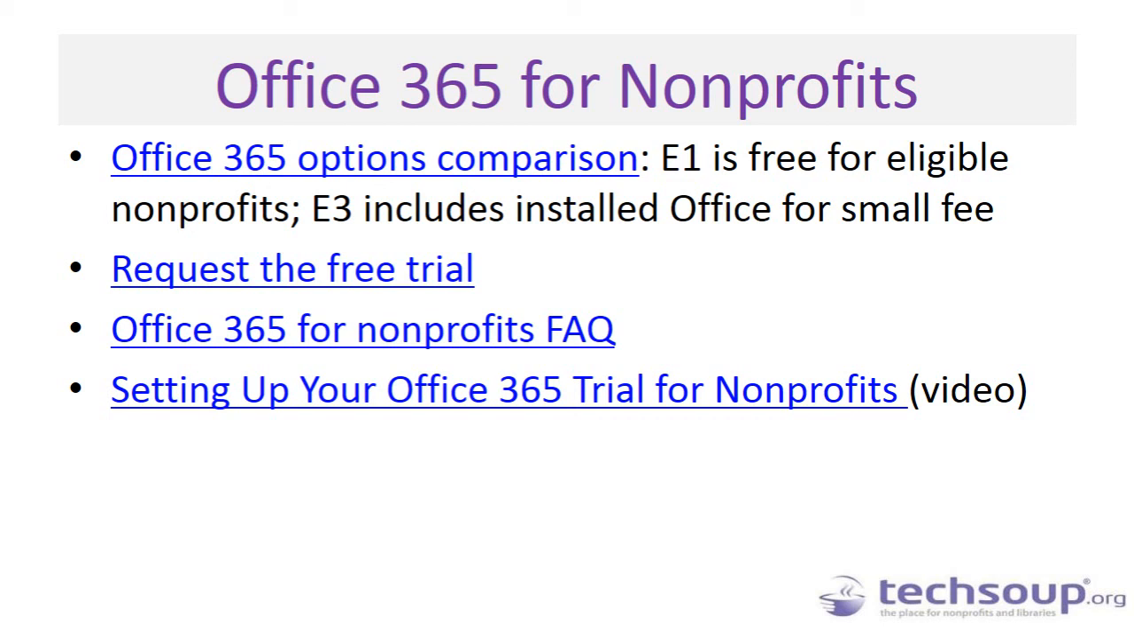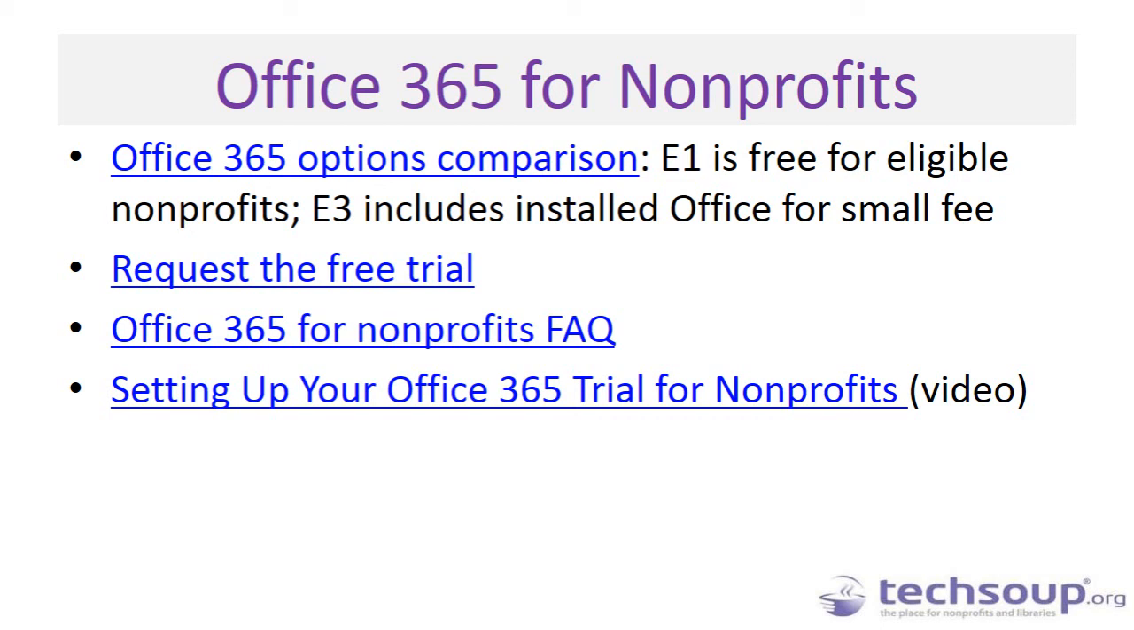If you need to have not only the cloud versions of Office, but you need to have installed Office Professional, and either you are not able to request it through TechSoup's donation programs because you're not eligible, or you need more licenses than what you can request, the E3 version is $4.50 per month per user to have the Office Professional installed option as well. So that helps with the cost.